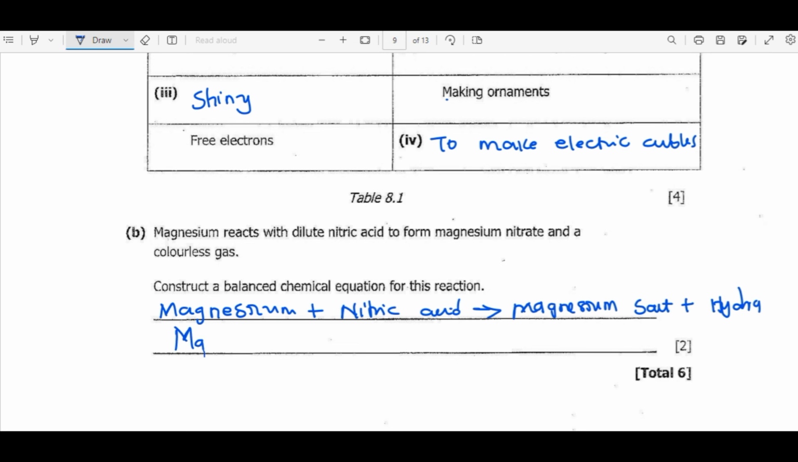So Mg, solid, plus nitric acid is HNO3 equals. Then we have magnesium nitrate. So magnesium has a valence of 2, so we put 2 here, plus hydrogen, the atomic, so we just need a 2 here, then our equation is balanced.